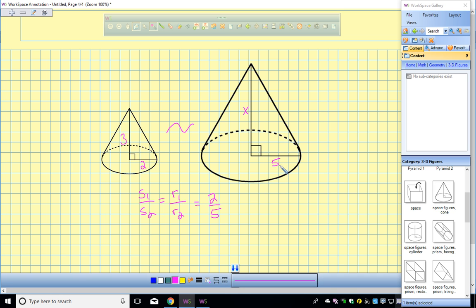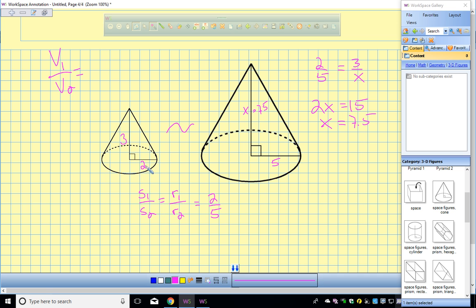Who can tell me how I find x? It's not going to be a nice even number. 7.5? Let's see. 2 is to 5 as 3 is to x. So 2x equals 15. Trevor was exactly right. x equals 7.5. So the volume 1, let's find volume 1 to volume 2, okay?